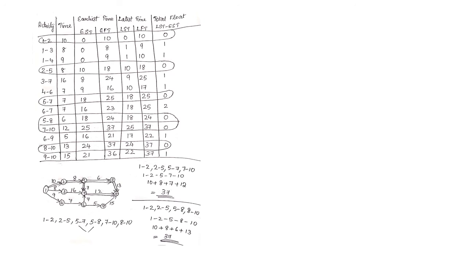So in that way, write it by differentiating it into two paths. That is, 1 to 2, 2 to 5, 5 to 7, 7 to 10 is your first critical path, and the next one is 1 to 2, 2 to 5, 5 to 8, 8 to 10 is your second critical path. For both critical paths you are getting the same project duration. That is what you have to understand. Okay, so that's all for today. Thank you.